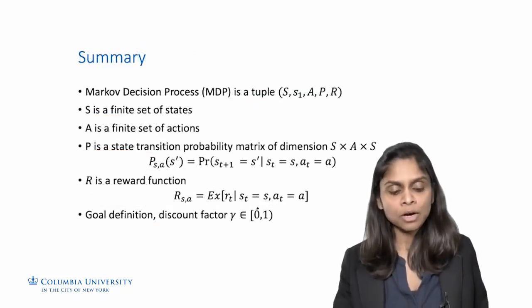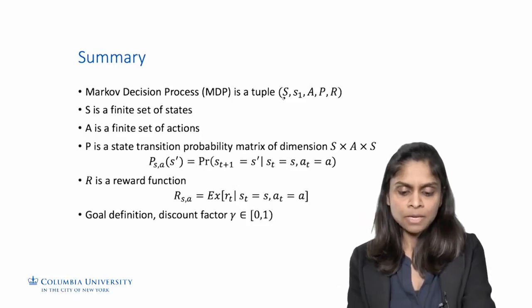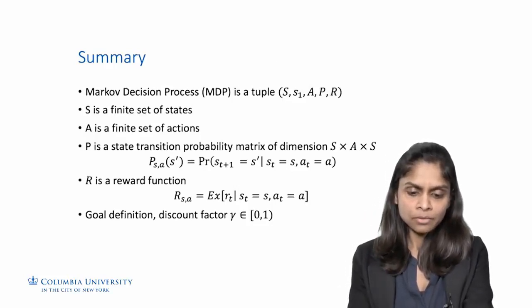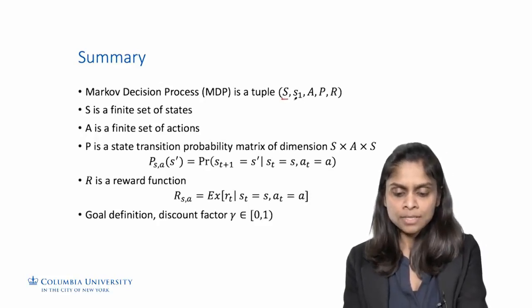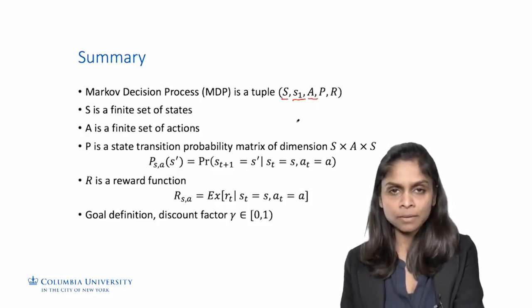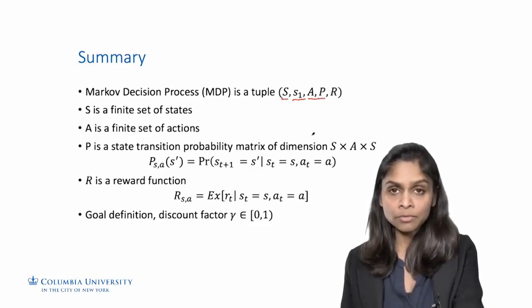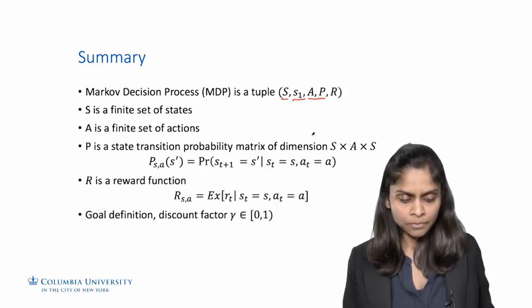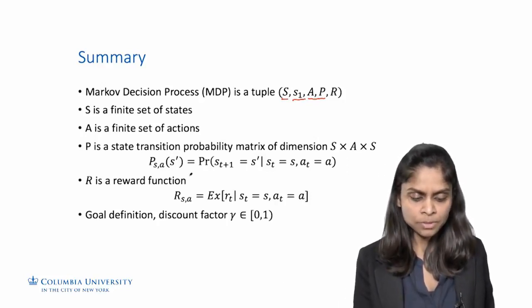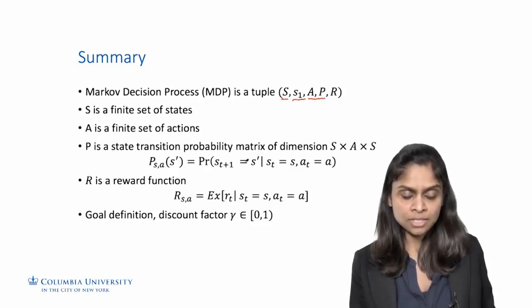So to summarize, a Markov decision process is specified by a tuple of 5 parameters. The space of states, which we denote here by capital S, a starting state from this space of states, the space of actions, which we denote here by capital A, and the transition model, which is a Markovian transition model, given by the transition probability matrix P, which gives for every state and action the distribution of the next state.